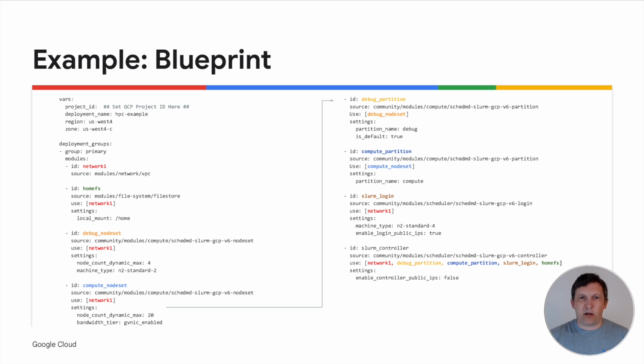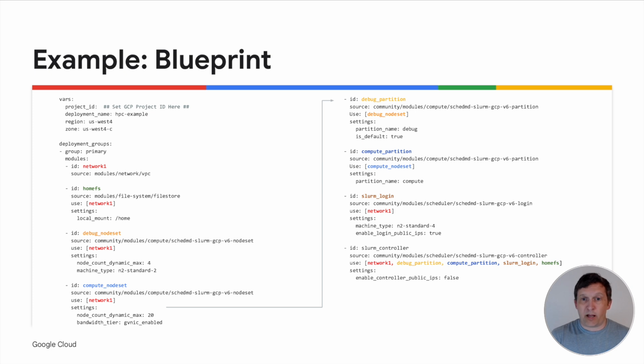Then we add debug and compute Slurm node sets. These are both auto-scaling node sets so that when your job spins up or is complete and the queue is empty, these nodes will spin back down. We then define debug and compute Slurm partitions, which can be made of one or more Slurm node sets. Here we set the debug partition to be the default, and we use the node sets that we defined previously.